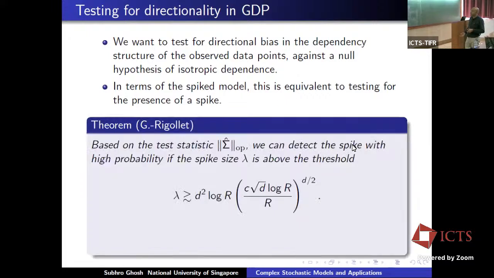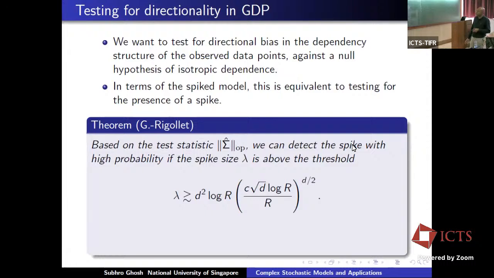And what we can show is that by looking at how large the operator norm of sigma hat is, since sigma hat is a random matrix, depending on how big it is, we can detect the spike with high probability if the spike size is above the threshold. This is similar to spike model recovery in random matrices. You can recover the spike only if it is bigger than a certain threshold, and the question is what that threshold is, or how low you can push it.